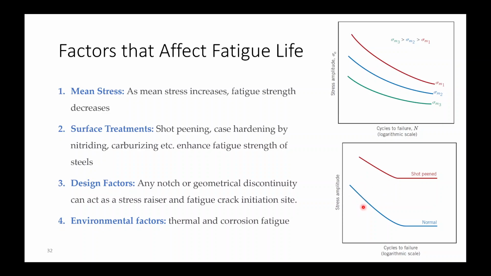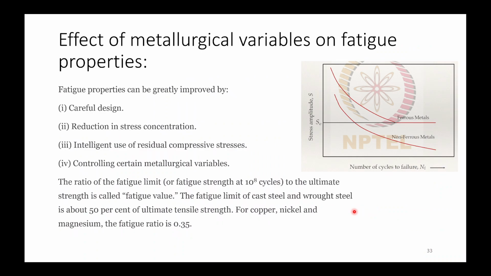This effect we will study further. Effect of metallurgical variables on fatigue properties. So fatigue properties can be greatly improved by careful design, reduction in stress concentration. So we have to take a very smooth surface of material. It should be very finely polished, with intelligent use of residual compressive stresses. If we apply some residual stresses on the surface of material, it might lead to improvement in fatigue strength of material. Controlling certain metallurgical variables.